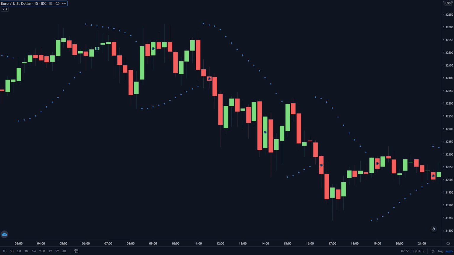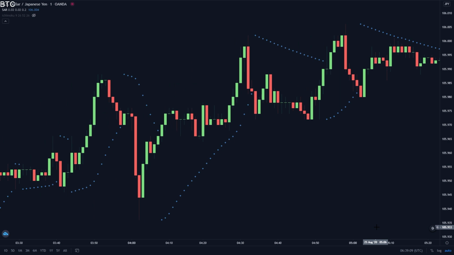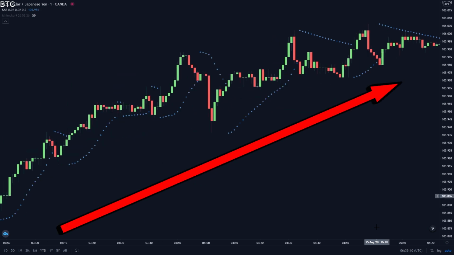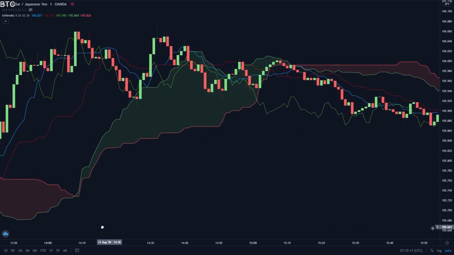But trading solely using the Parabolic SAR indicator is also a bad idea. Let's say you enter a short position here because you thought the market is on a downtrend. But if you zoom out and look at the bigger picture, you can see that the market is actually on an uptrend. So if you took a short position here, you are actually going against the trend, which is not a good idea. That is why it is better to combine the Parabolic SAR with another indicator such as the Ichimoku Cloud.